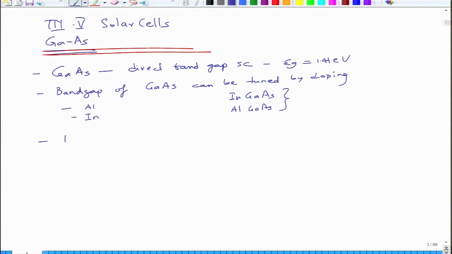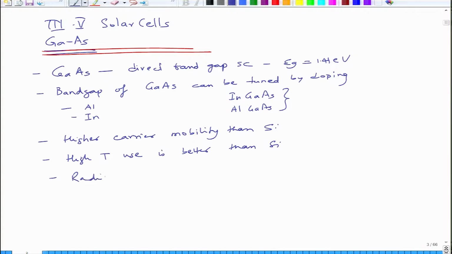For example, it has higher carrier mobility than silicon, it is better for high temperature use, and it is more radiation resistant, so it is good for space applications. However, the bad side is that it is 5 to 10 times more expensive.